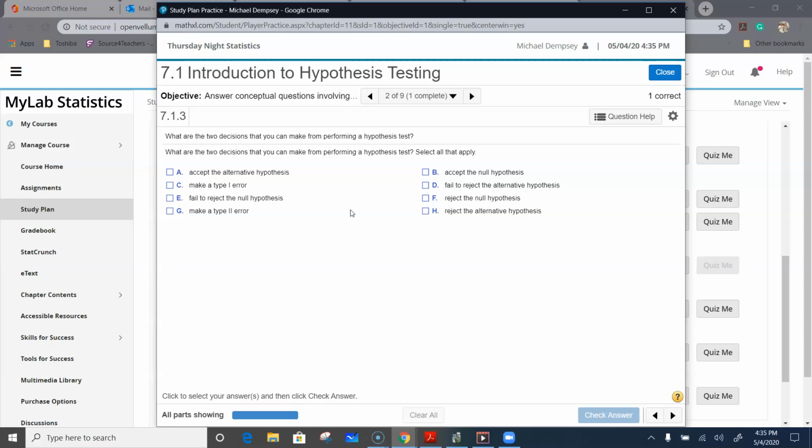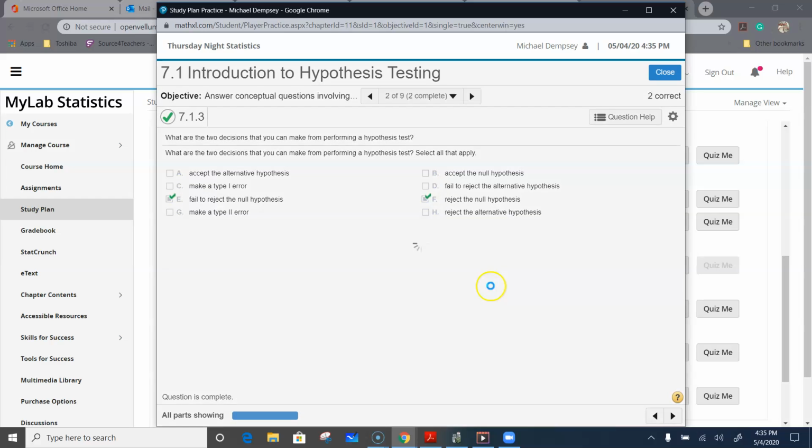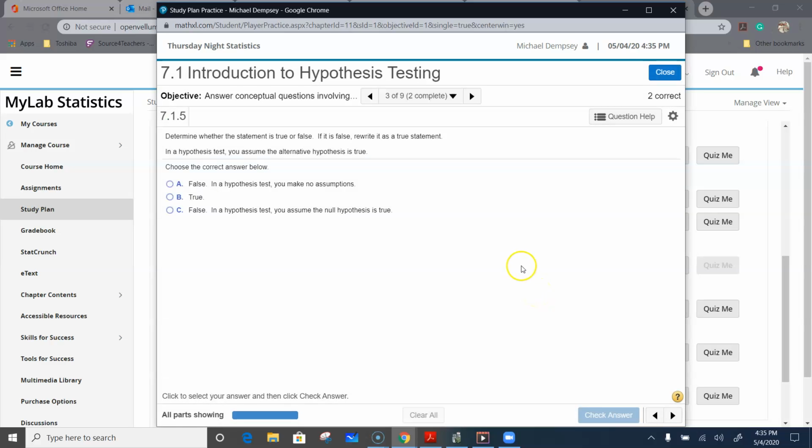So what happens when we run the hypothesis test? We only do one of two things. We either reject the null hypothesis, or we fail to reject the null hypothesis. That's it. I know failing to reject sounds like we're accepting the null hypothesis, but we either reject it or we fail to reject it. Those are the only two ways that we want to look at articulating that.